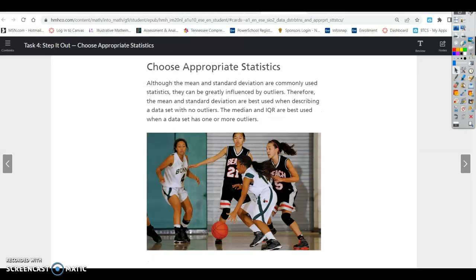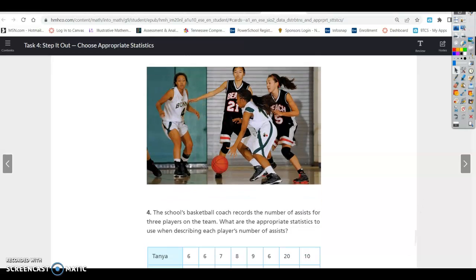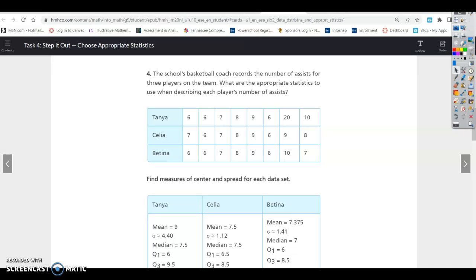Lesson 22.1, task 4, choose appropriate statistics. Although the mean and standard deviation are commonly used statistics, they can be greatly influenced by outliers. Therefore, the mean and standard deviation are best used when describing a data set with no outliers. The median and the interquartile range are best used when the data set has one or more outliers. All right, the school's basketball coach records the number of assists for 3 players on the team. What are the appropriate statistics to use when describing each player's numbers of assists?